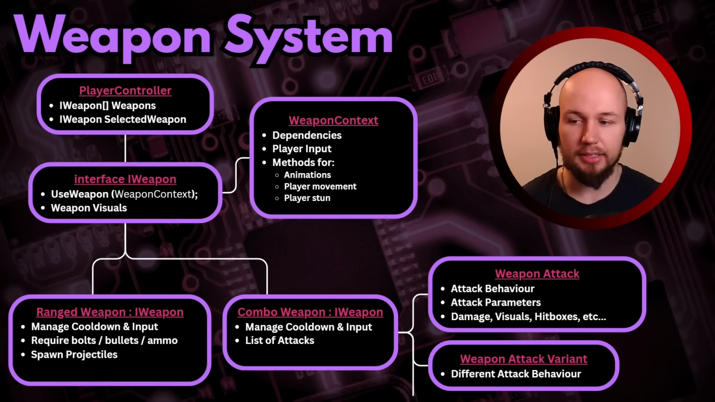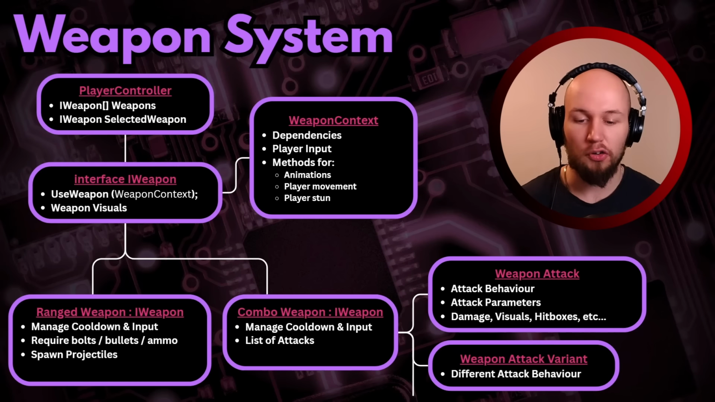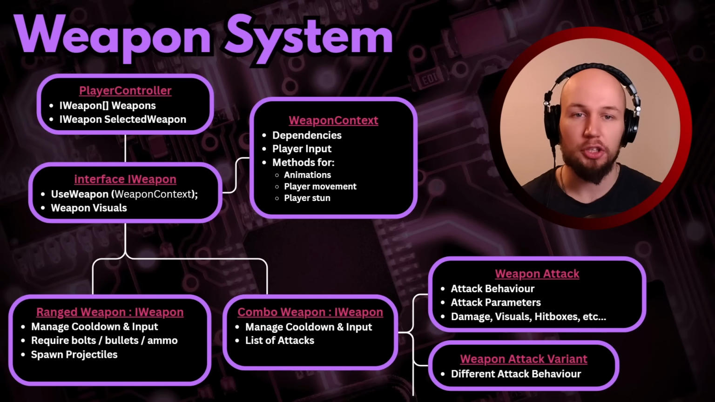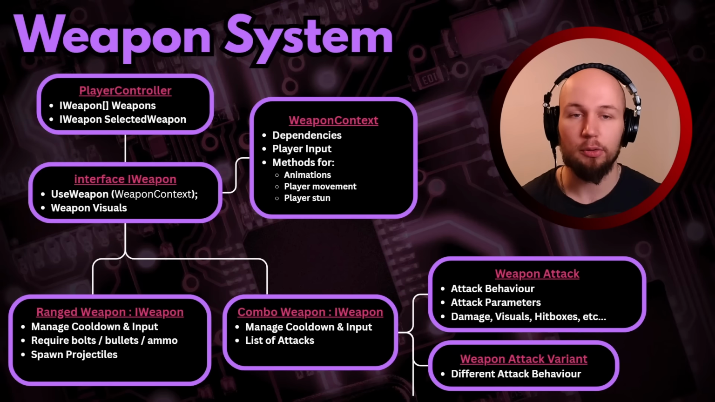The interface is what is used to communicate between the player inputs and the weapon behavior. The interface has this useWeapon method, which is called basically every frame of the game, and the weapon context parameter is basically this class that contains the inputs the player is currently pressing, basically mouse position, the mouse buttons the player is pressing, and any other weapon related inputs that I may add in the future. The class also contains all the dependencies and methods for interacting with the other systems that relate to the weapons.